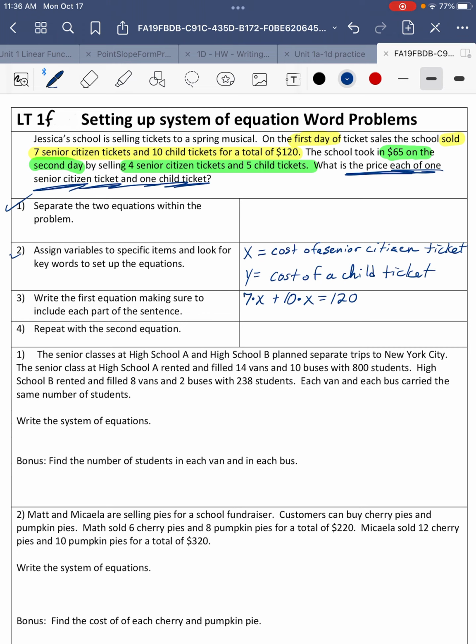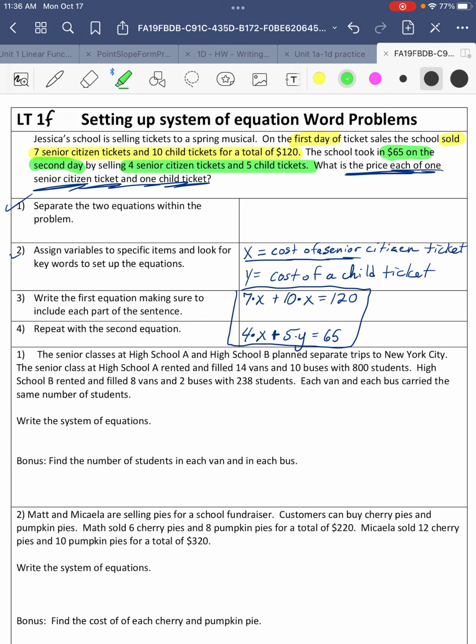Now for the second day, we have 4 senior citizen tickets, so 4 were sold times however much the ticket costs, plus, because we're adding these together to find the total, the 5 child tickets, so 5 times y, or 5y, and that equals $65. And there are 2 equations. If you really want to solve it, you'd solve it by elimination, which is the easiest because they're both in standard form.